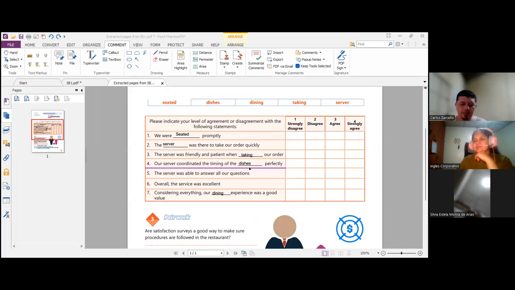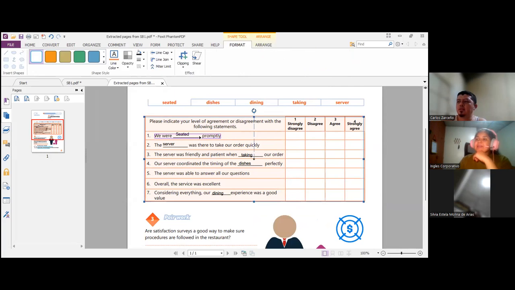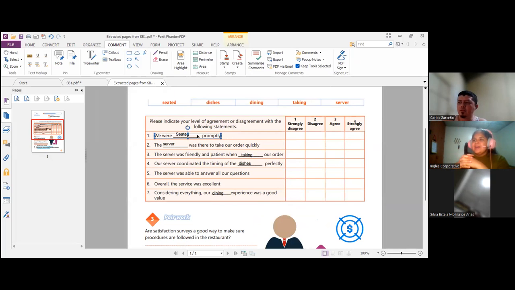Teacher, the idea is to use this same format. Well, the idea is to use just that, not the same. You can do different statements because you are going to do it according to your company. Remember, not about a restaurant. You can do it for your company. For example, do you feel connected to the work you do? Maybe.